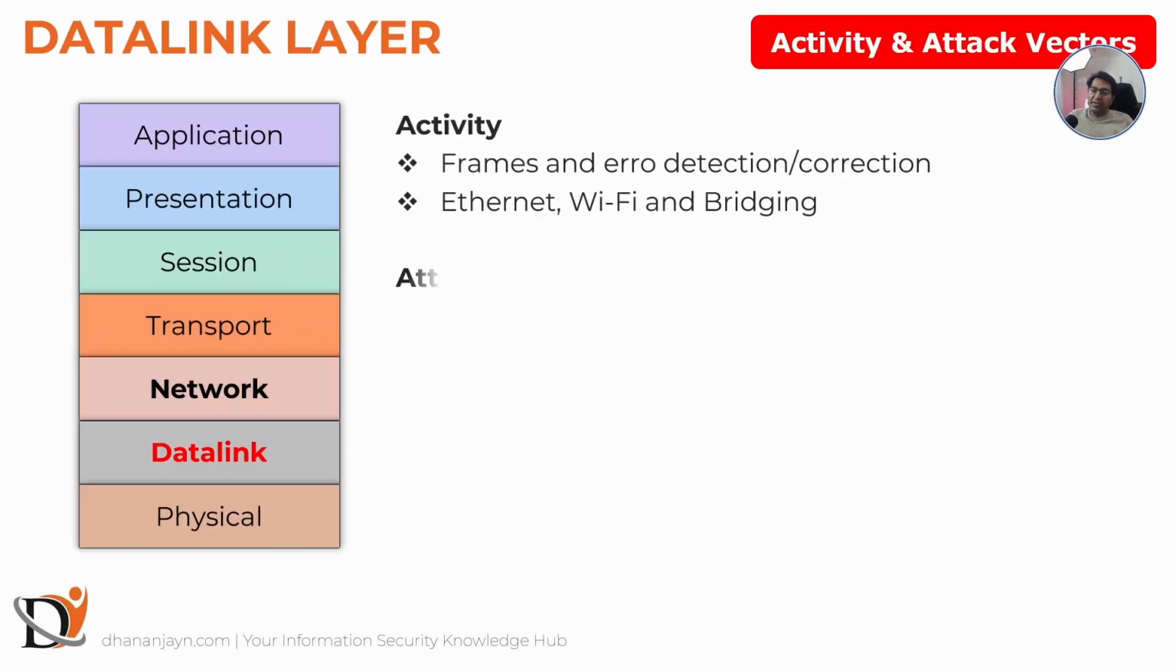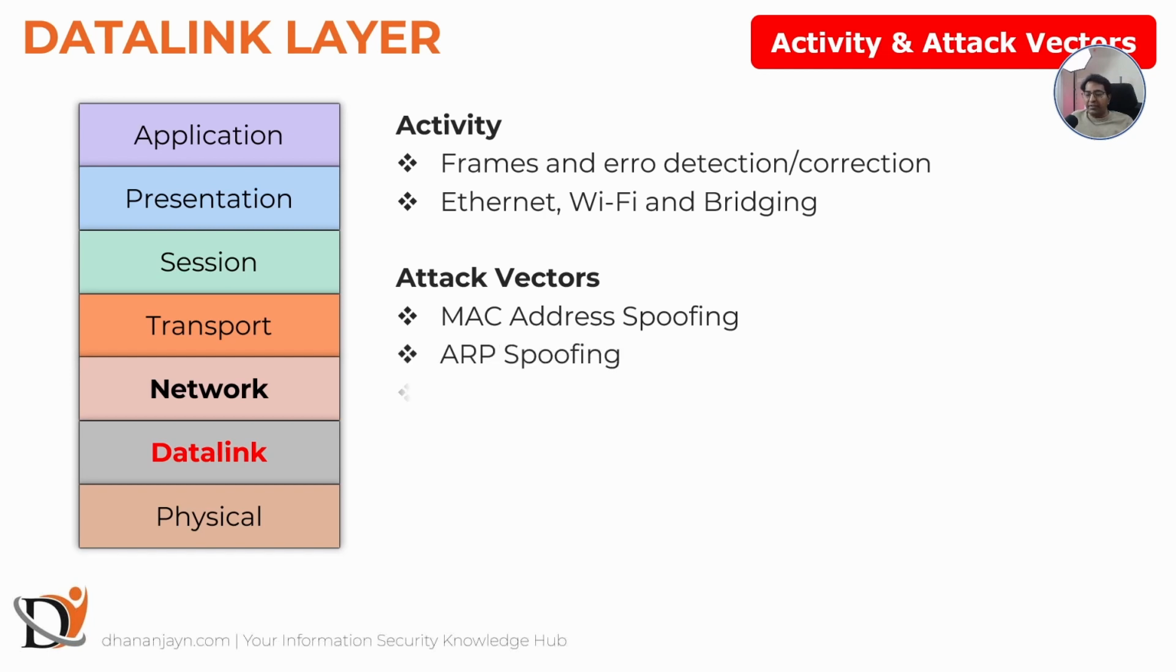So activities at the data link layer: the frames and error detection is something that happens here. Correction requests are sent back. Devices are Ethernet, Wi-Fi, or bridges. Bridges are outdated now, but switches, Ethernet cards, or Wi-Fi access points have the capability to work at the data link layer. So attack vectors.